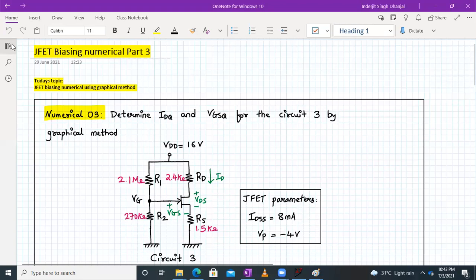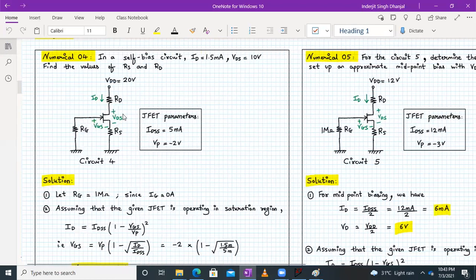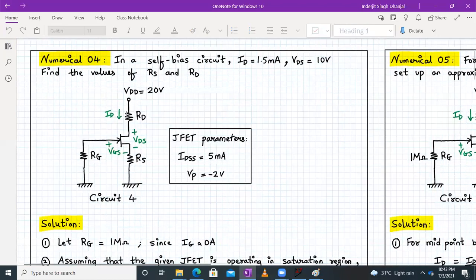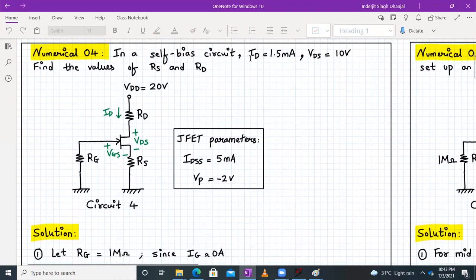Okay, so next we move on to the next part. This was numerical number 3. Let us see numerical number 4. Numerical number 4 is in a self-biasing circuit. ID and VDS value is given. We have to find the value of RS and RD. So exactly reverse of what we were doing. So we have to find the value of RD and RS.